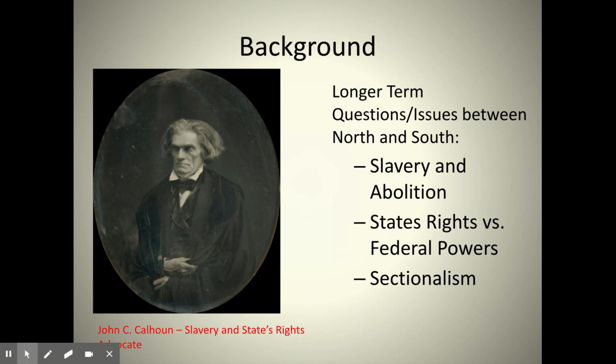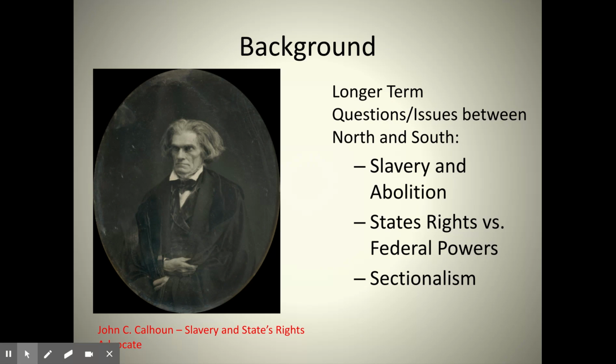So, pictured is John C. Calhoun. We have talked about him before. We talked about him with the nullification crisis. He was a war hawk before the War of 1812, a senator from South Carolina, was the vice president, resigned that position, and went back to his Senate seat.